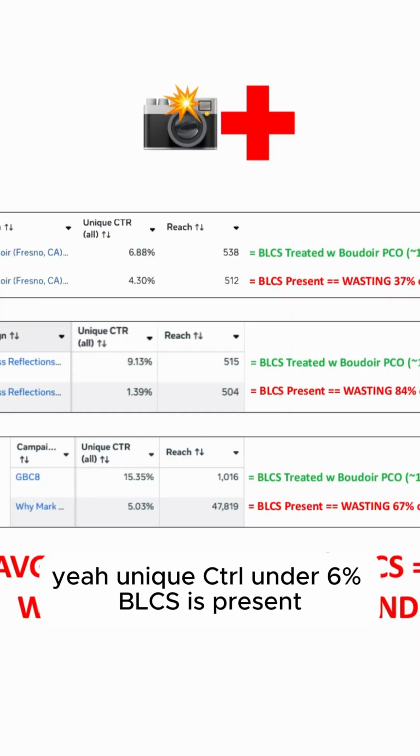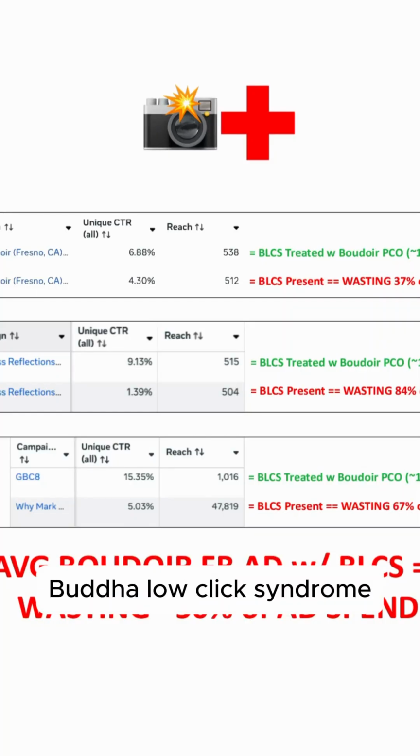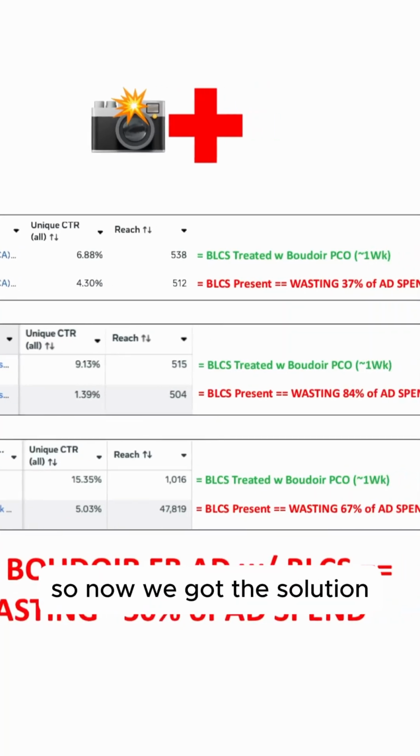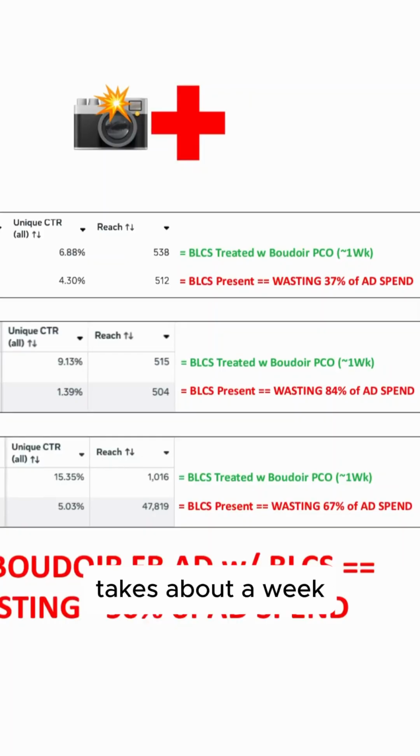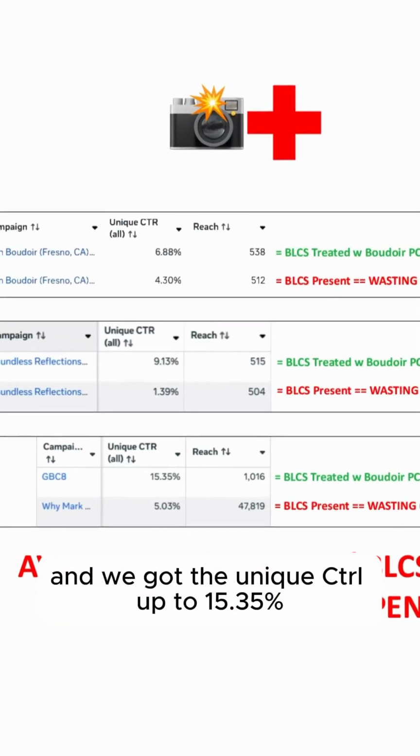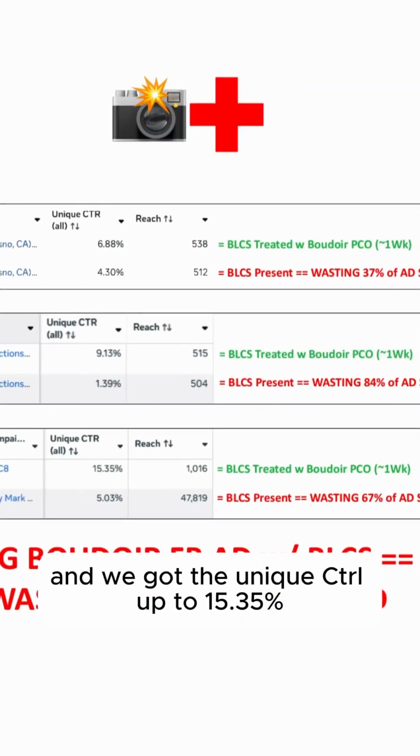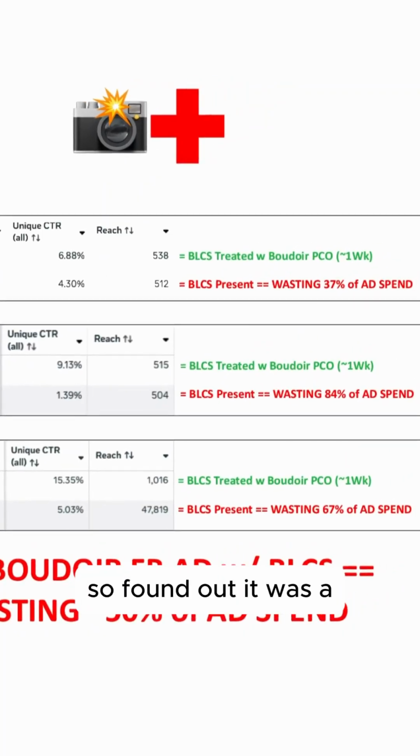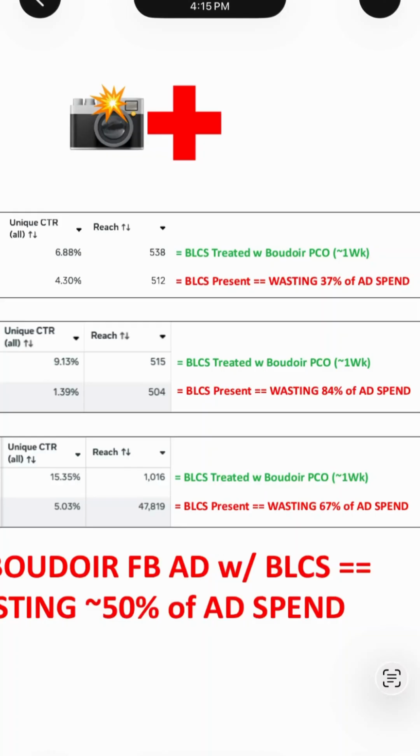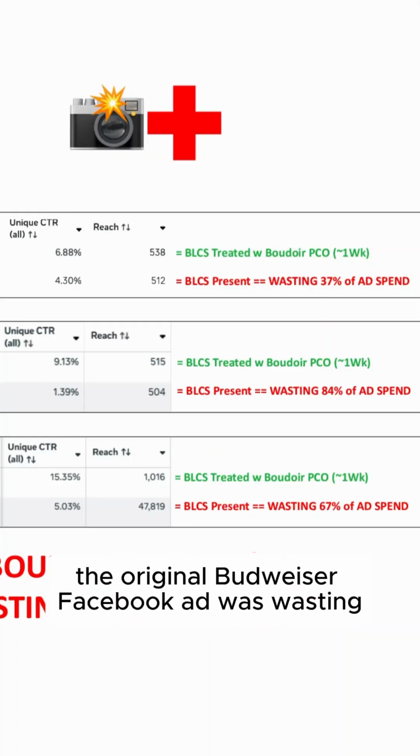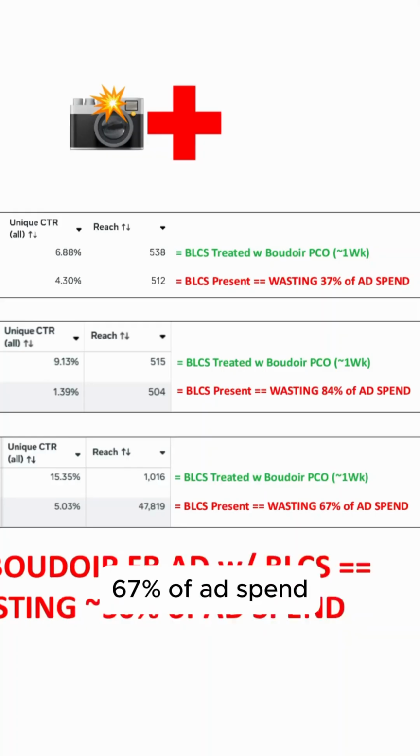Unique CTRL under 6%, BLCS is present, Boudoir low click syndrome. So now we've got the solution. We can treat it with Boudoir Pico. It takes about a week, and we got the unique CTRL up to 15.35%. So we found out the original Boudoir Facebook ad was wasting 67% of ad spend.